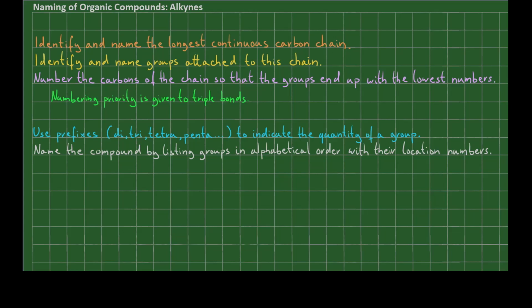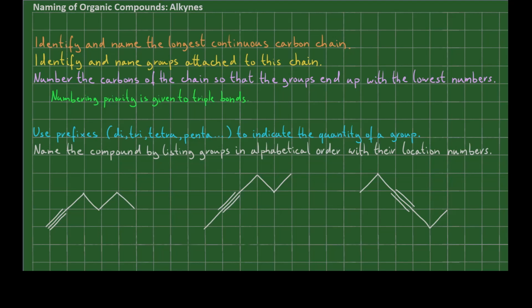Let me bring in 3 hexynes. These 3 compounds are structural isomers. They have the same molecular formula, C6H10, but their structures are different. As their structures are different, they also have different names. Keep in mind that each unique structure goes with a unique name.